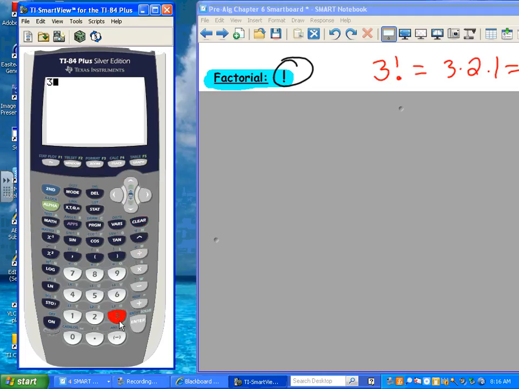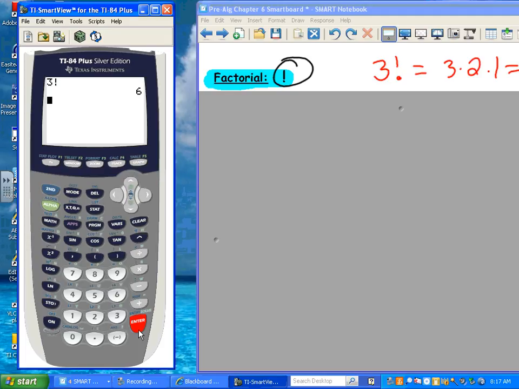Type in the number 3. Okay, go to math, which is right here. Go over to PRB, hit the left arrow. Number 4 is factorial. Right here, Emma. Did you hit the left arrow? Okay. Press number 4 and then hit enter, and it does it for you.